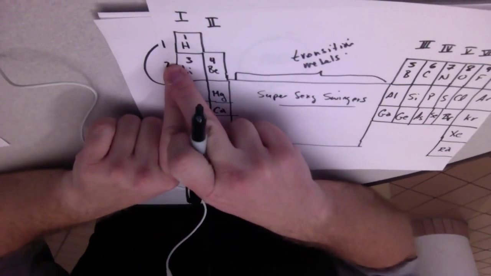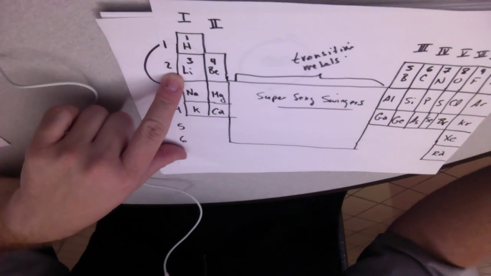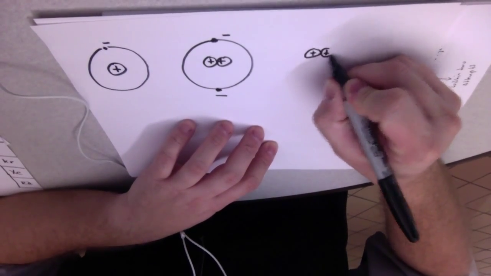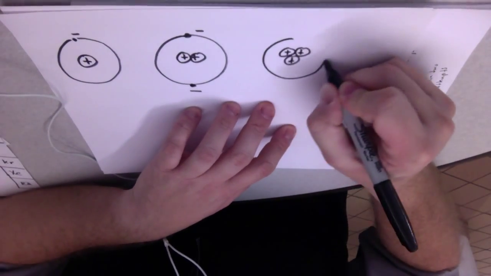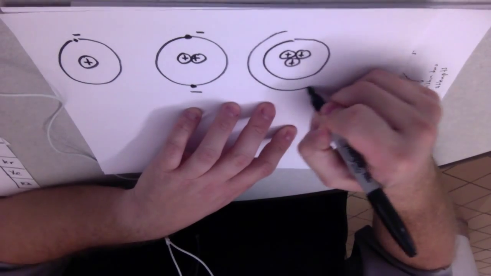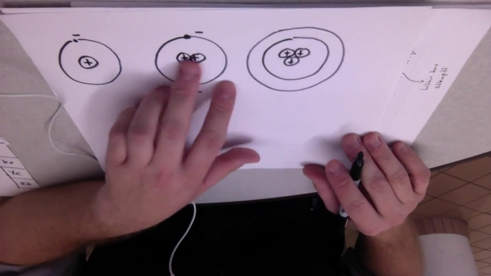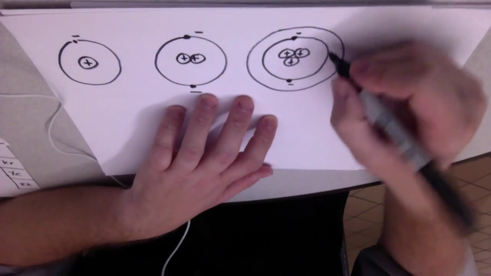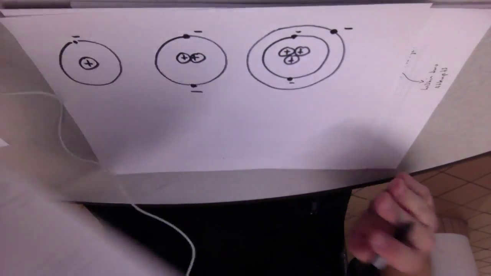However, let's move down to lithium. Lithium is in the second period, which means that there are 2 shells of energy associated with this and 3 electrons. So we look at lithium. Lithium has 3 protons, but it has 2 shells around it. Okay, so you might guess the first shell has its electrons, and then the third electron is out in that second shell.